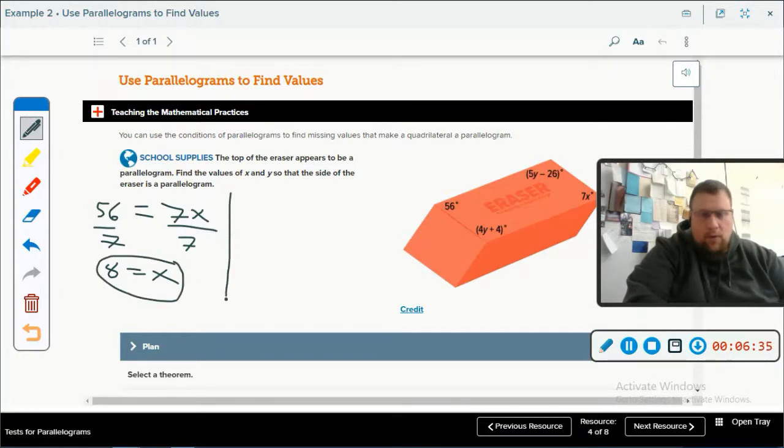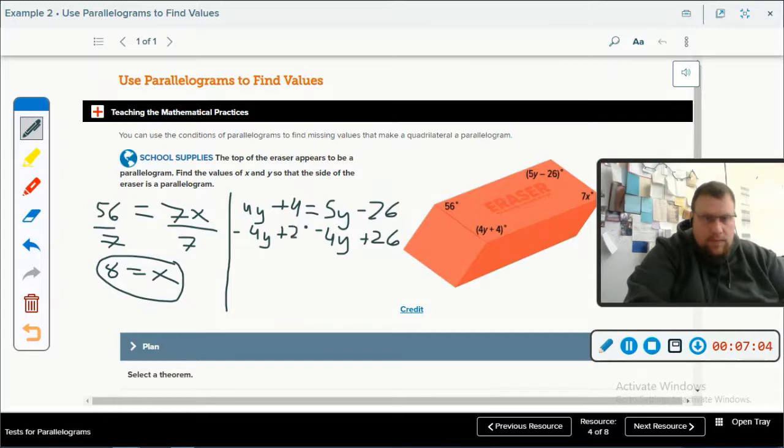And then let's solve for the y that'll make this true. So I'm going to have 4y plus 4 equals 5y minus 26. So here's what I'm going to do. I'm going to subtract 4y from both sides and add 26 to both sides. And what do we get? Those are gone. 4 plus 26 is 30 equals y. Boom.